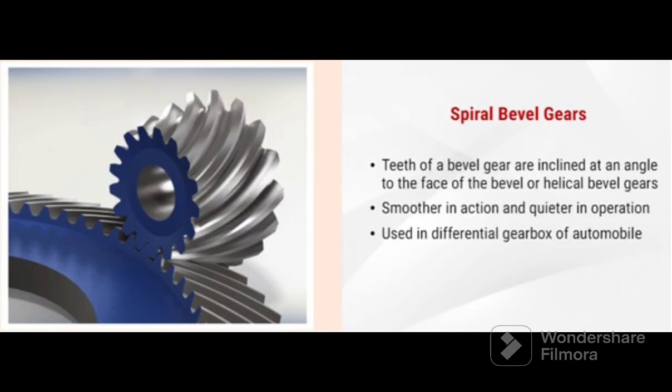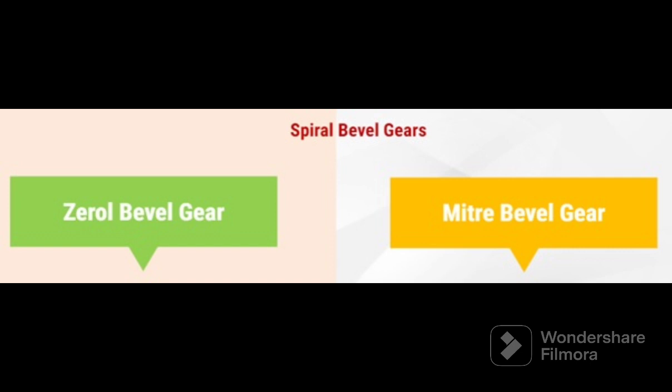Spiral bevel gears. When the teeth of a bevel gear are inclined at an angle to the face of the bevel, they are called spiral bevel or helical bevel gears. They are smoother in action and quieter in operation than straight bevel gears, mostly used in the differential gearbox of automobiles. Spiral bevel gears are of two types, zero bevel gear and miter bevel gear.